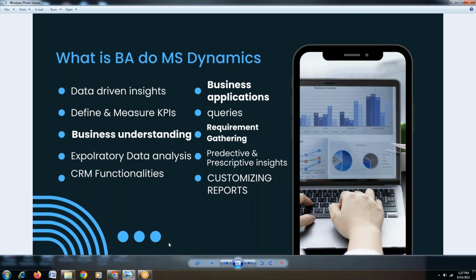So these are the areas which, apart from the knowledge areas or the basic skill sets of a BA, a business analyst must be good at in reference to what MS Dynamics CRM is all about.